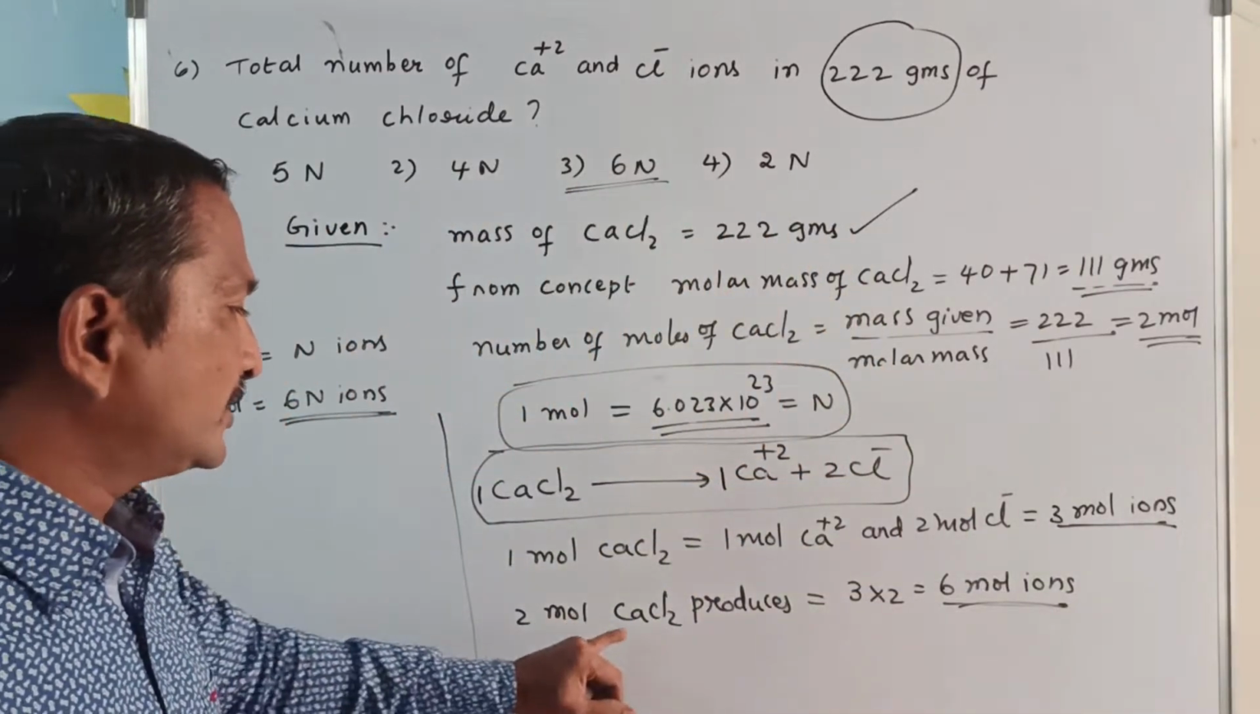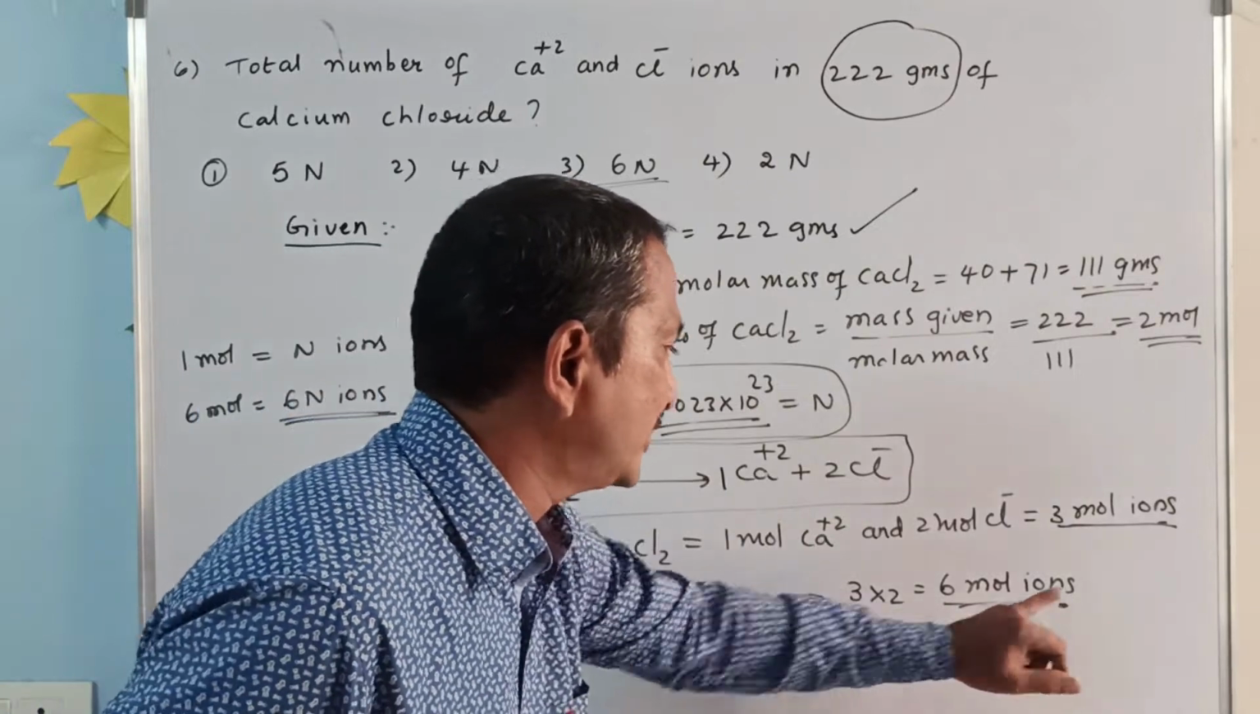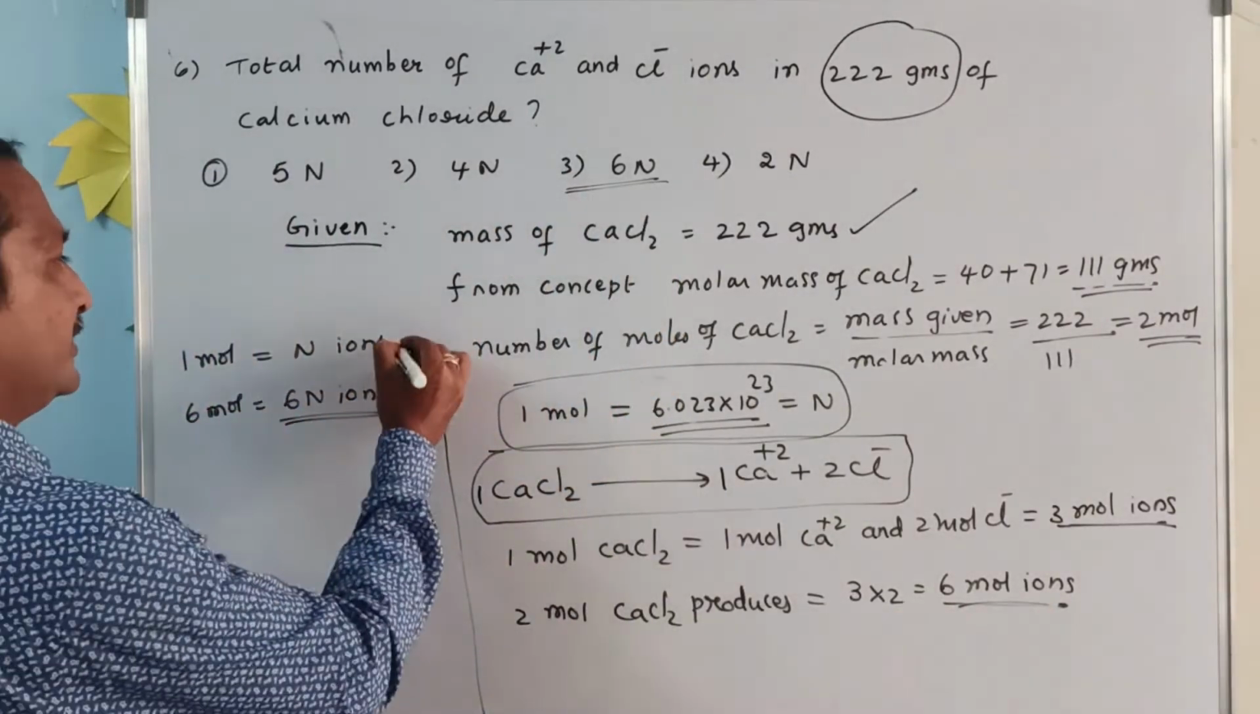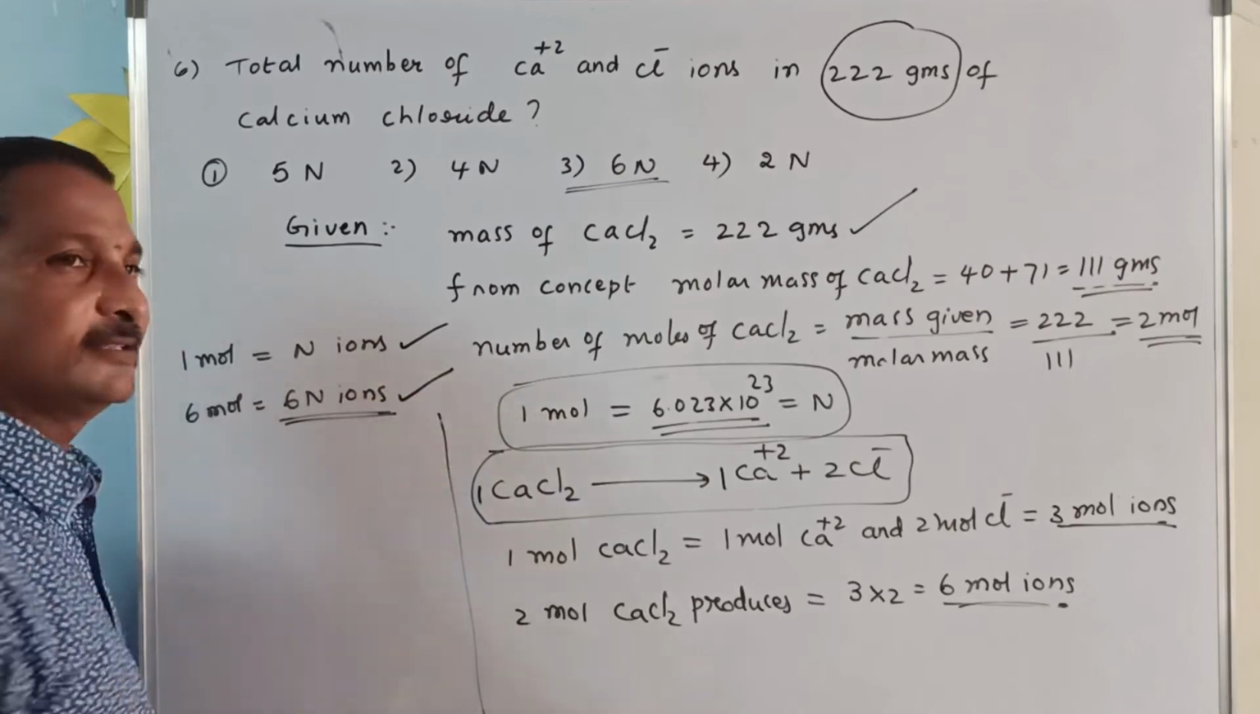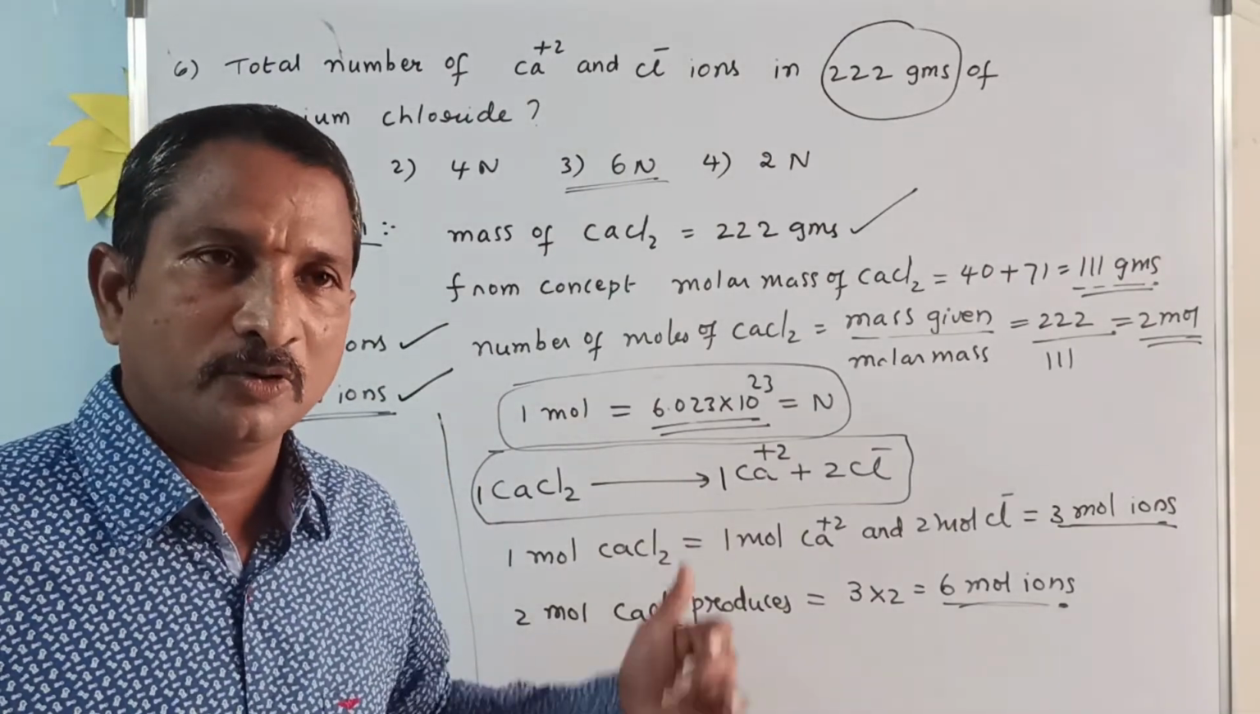Clear? So 2 moles of calcium chloride produce how many? 6 moles of ions. 1 mole is equal to N ions. So 6 moles is equal to how many ions? 6N ions. Clear all of you? Note down fast.